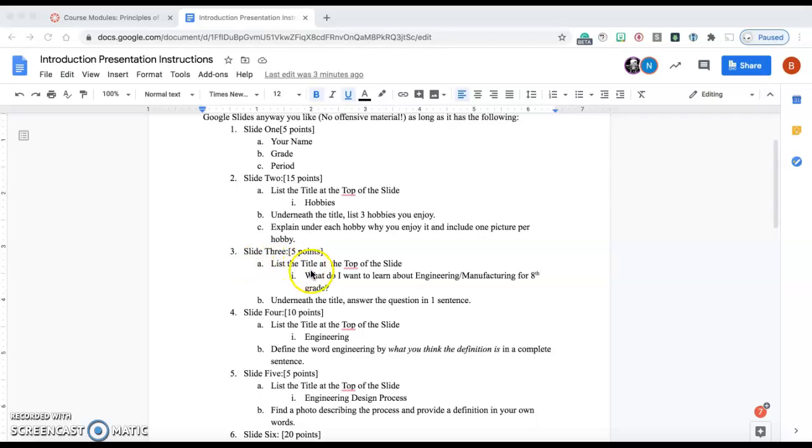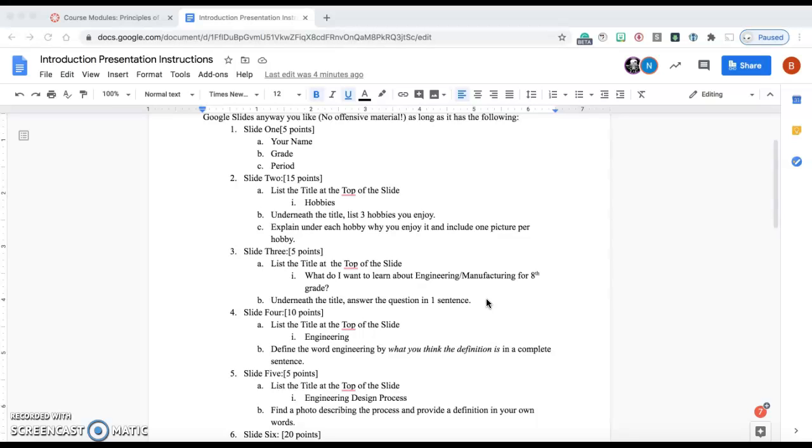On the third slide, you are going to title it, "What do I want to learn about engineering?" for 8th grade, if engineering is your class. If you are manufacturing, then you would say, "What do I want to learn about manufacturing for 8th grade?" And then you're going to answer the question. You can answer using 1 sentence. However, if you want to push yourself and do more, you already know what the requirements are for this class.